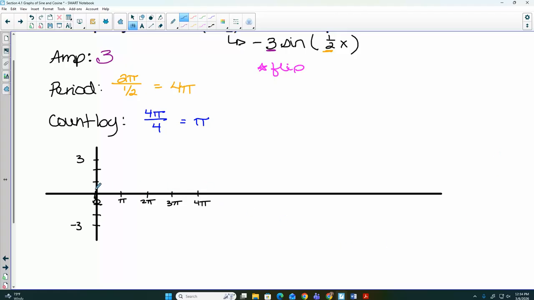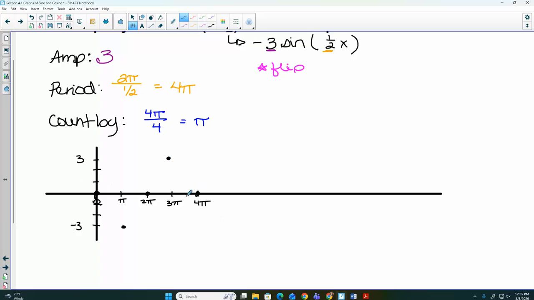Sine. What is the sine of 0? 0. Sine always starts at 0. And then if we think about our pattern from yesterday, it goes up, right? But what did we say was happening on this one? It was going to flip. So instead of going up first, it will go down. So at pi, I would be at my amplitude of negative 3. Then I go back to 0, up to 3, back to 0.